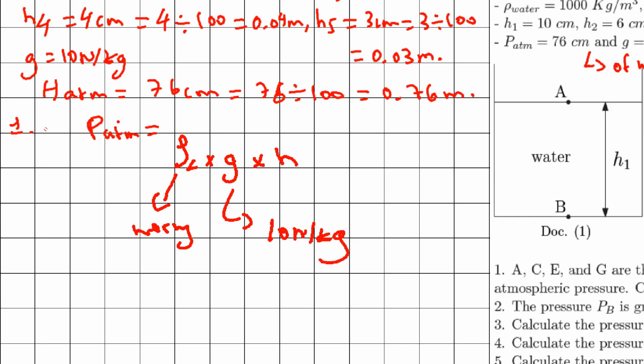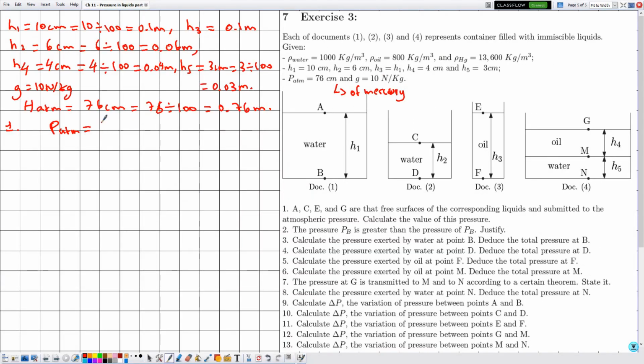Since we are calculating the atmospheric pressure, then H must represent the atmospheric height. So P atmosphere is given by the density of mercury, which is rho Hg, multiplied by G multiplied by the atmospheric height. So the value of the density of mercury is 13,600 from the given here, and the value of G is 10. The value of the atmospheric height is 0.76.